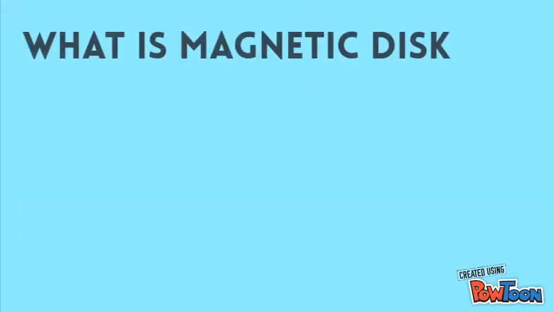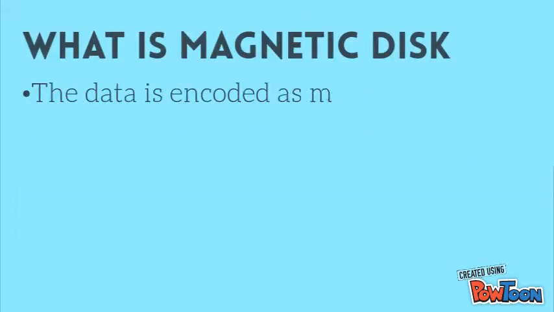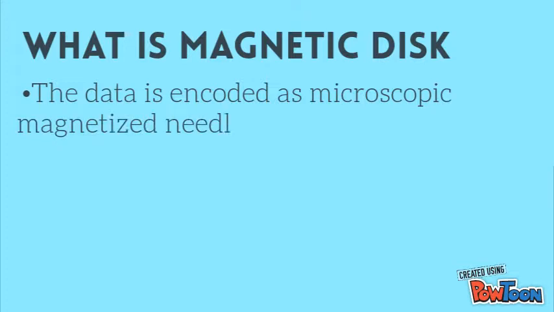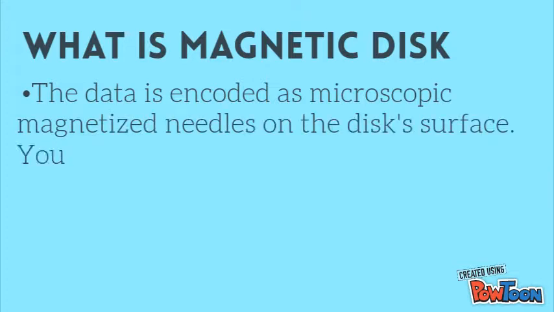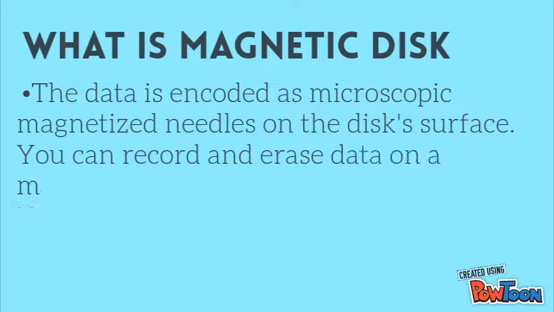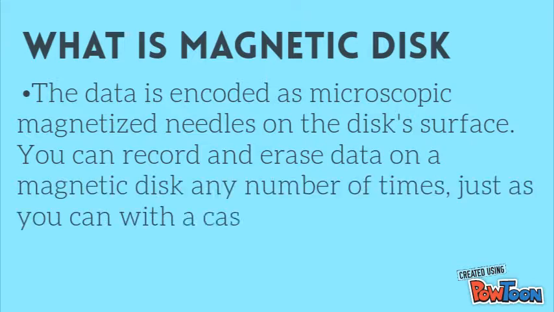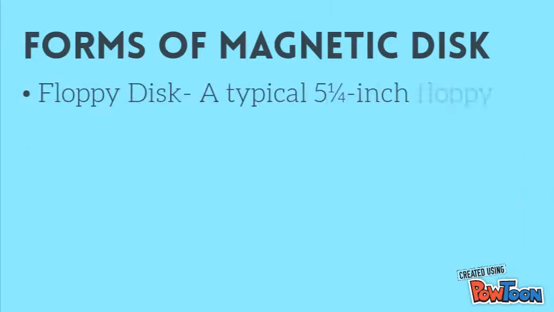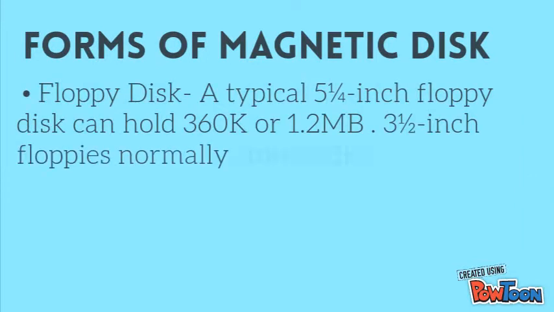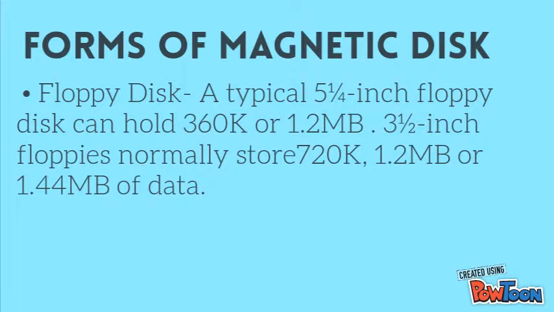What is magnetic disk? The data is encoded as microscopic magnetized needles on the disk's surface. You can record and erase data on a magnetic disk any number of times, just as you can with a cassette tape. Floppy disk. A typical 5 1/4 inch floppy disk can hold 360K or 1.2 megabytes. 3.5 inch floppies normally store 720K, 1.2 megabytes or 1.44 megabytes of data.